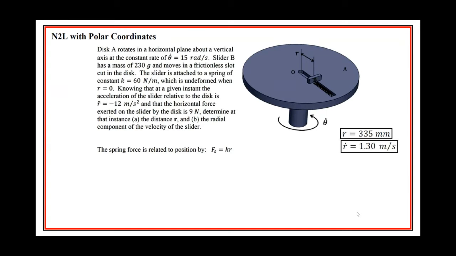Knowing that at a given instant, the acceleration of the slider relative to the disk is negative 12 meters per second squared, and that the horizontal force exerted on the slider by the disk is 9 newtons, determine at that instant the distance r and the radial component of the velocity of the slider.